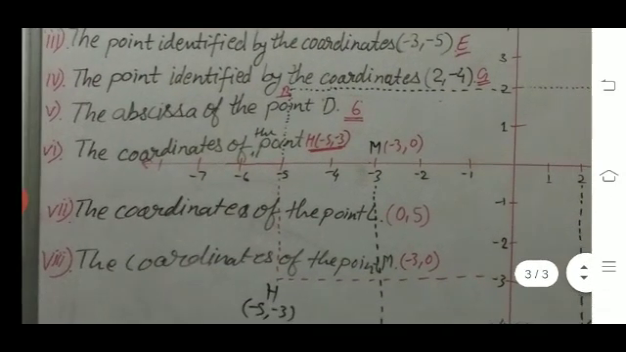Last part, the coordinates of the point M. What are the coordinates of point M? See first where the point M is. Point M is on the x-axis. So for coordinates on the x-axis, the ordinate will be 0, meaning y will be 0. So the coordinates of the point M are minus 3 comma 0.